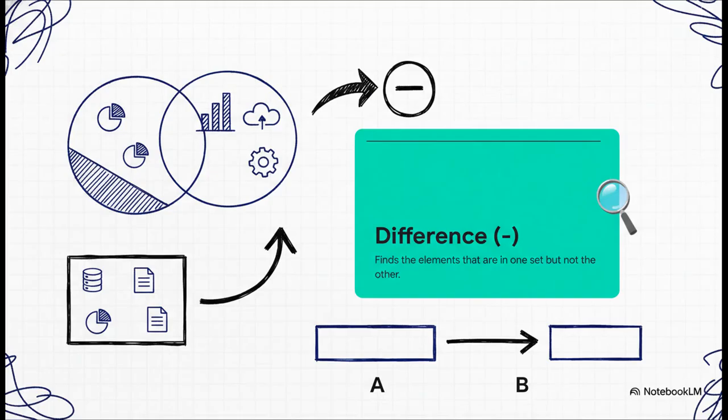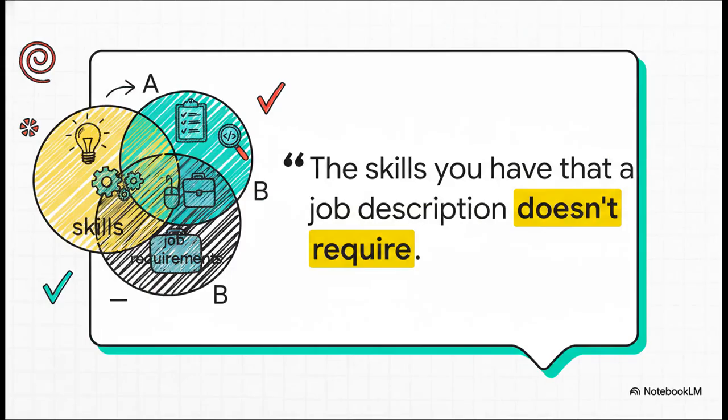And finally, we have the difference. This operation is all about finding what's unique to the first set when you compare it against the second one. And, the order here really matters. This just says it all, doesn't it? If set A is your list of skills and set B is the job's requirements, the difference, A minus B, shows you all the great skills you have that aren't even on the job description. It's fantastic for spotting what makes one dataset different from another.